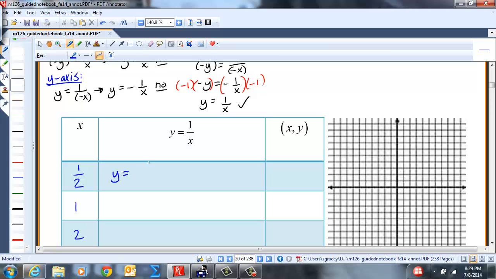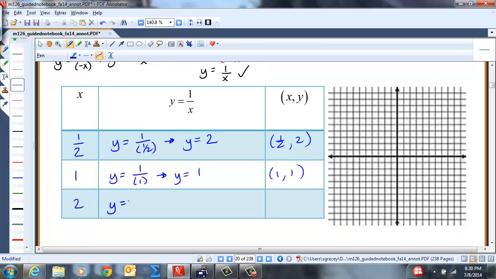So y equals 1 over 1/2. That would give us y equals 2, because you would invert and multiply that 1/2. So it would be 1 times 2 over 1. So our ordered pair would be 1/2, comma 2. And then the next one, when I plug in 1, we just get y is equal to 1. And then when I plug in 2, we'll get y is equal to 1/2.